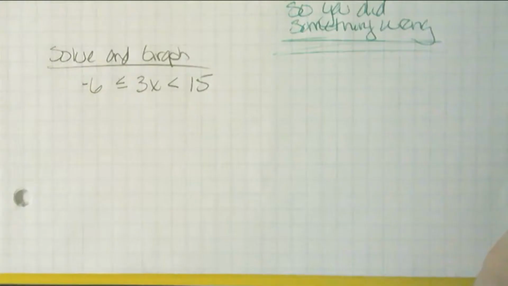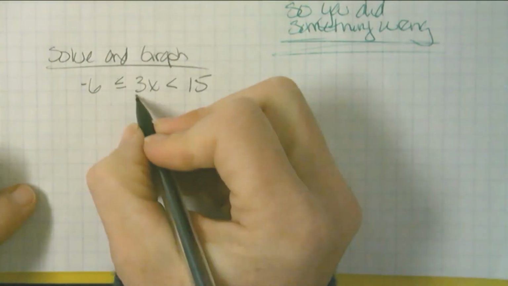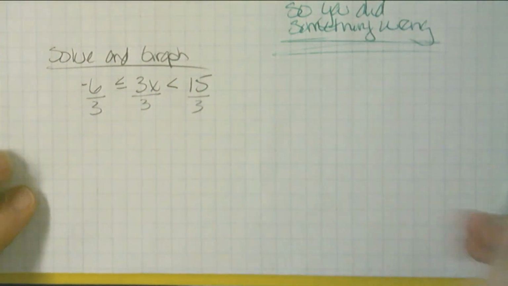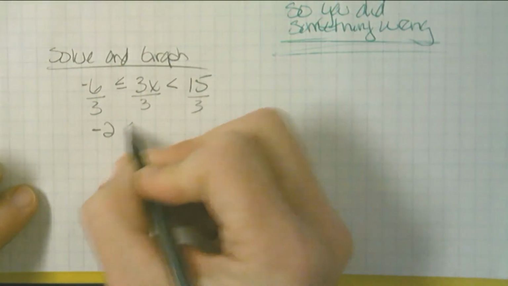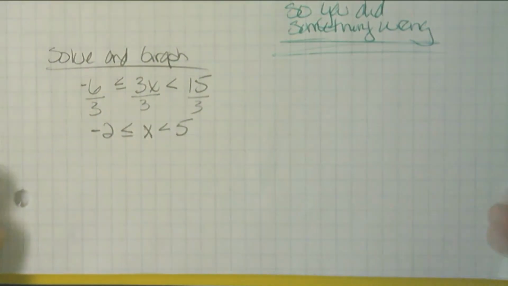So what should I do to solve this? Matthew? Excellent. I'm going to divide 3 on all 3 sides. So I get negative 2 is less than or equal to x, which is less than 5. Questions on solving it?